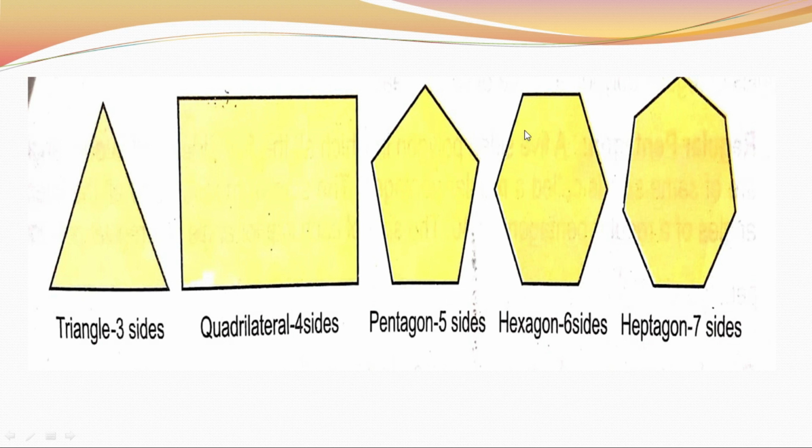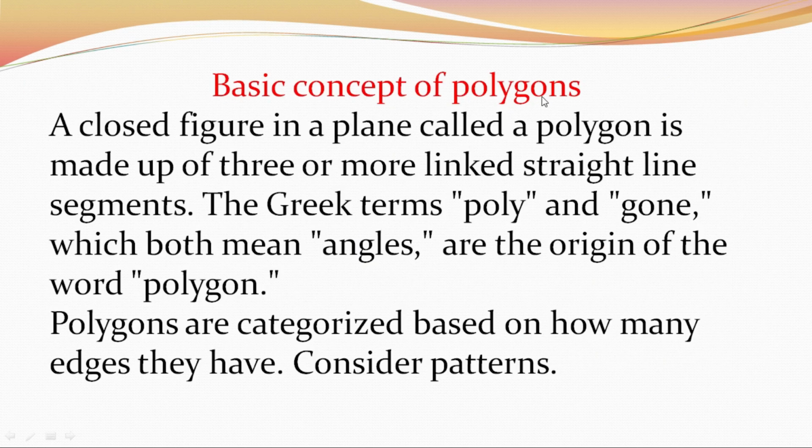A hexagon always has six sides: one, two, three, four, five, six sides. Okay, a heptagon always has seven sides: one, two, three, four, five, six, seven. These are the examples of polygons.